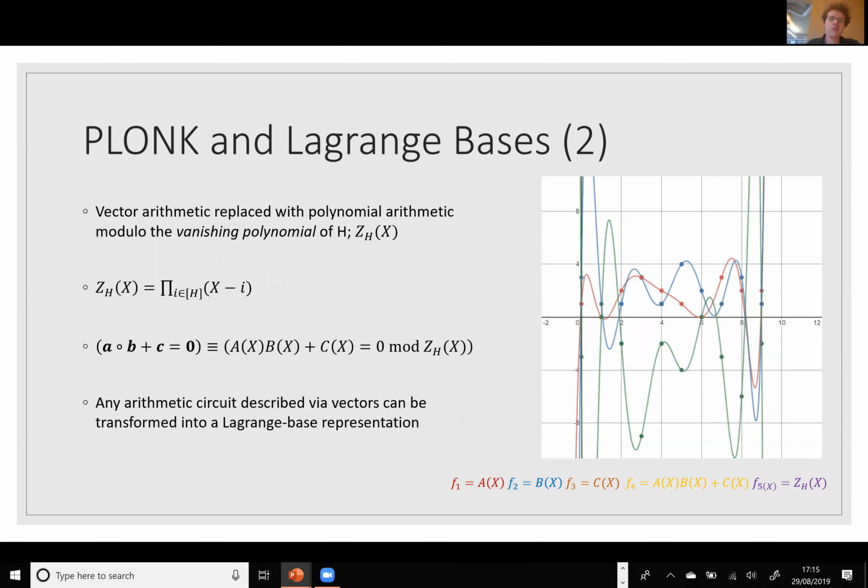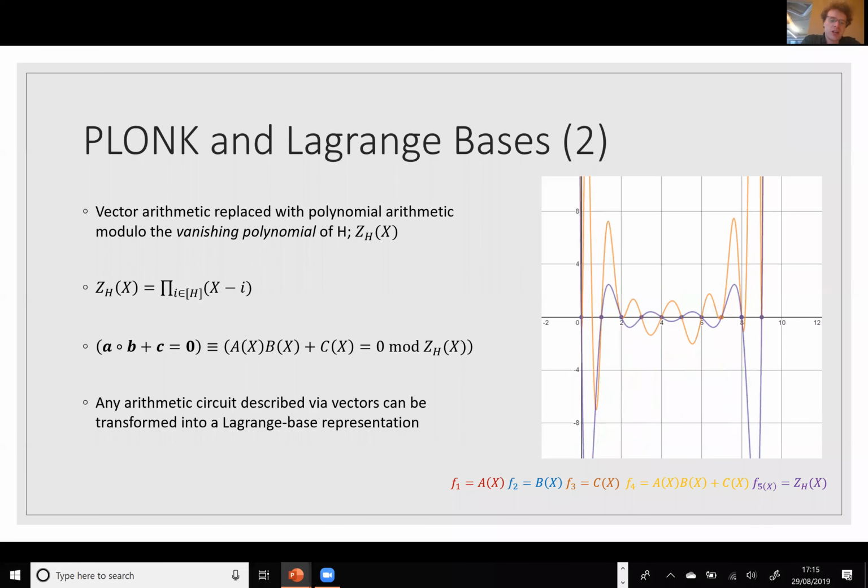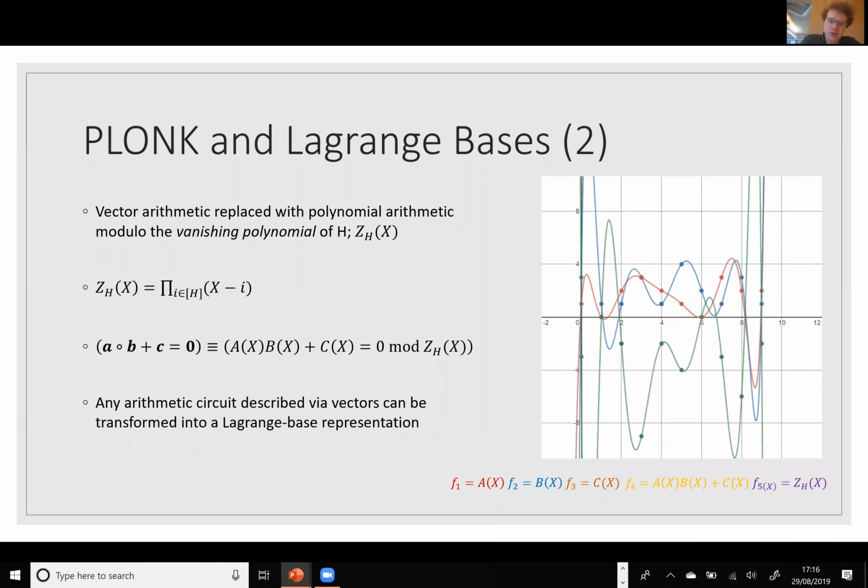And so how this can then be used to evaluate arithmetic circuits is because you can effectively take any arithmetic relationship which holds between your vector elements, and it will also hold when you perform those arithmetic operations on the polynomials that you use to encode your vectors. If you have some relationship between your vector elements which equals 0, then if you encode your vectors into Lagrange polynomials, that arithmetic relationship will hold when you manipulate these polynomials, but instead of equaling 0, you'll end up with a polynomial which is 0 modulo the vanishing polynomial of your subgroup.